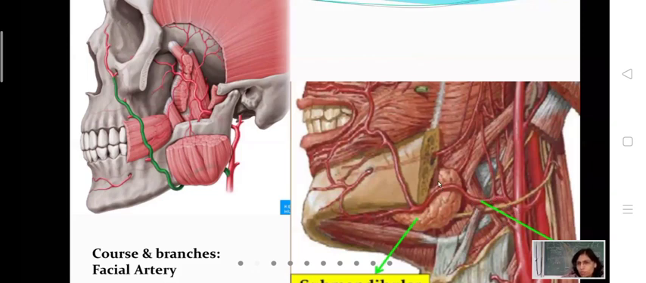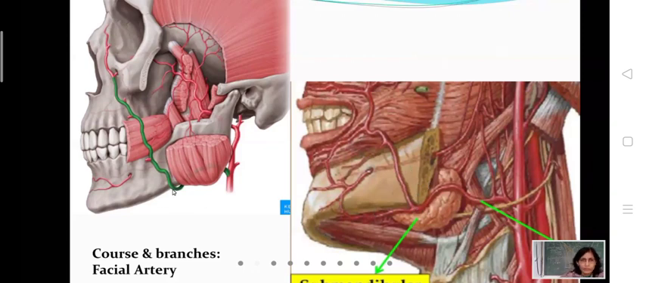Then it winds round the submandibular gland. This is the submandibular gland. It winds round the submandibular gland in the form of a S. Then it reaches the lower border of mandible at the anteroinferior angle of masseter.